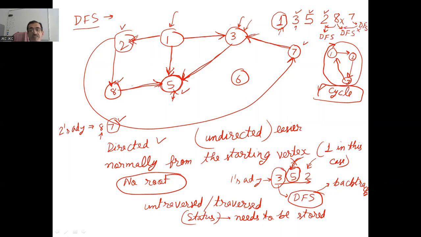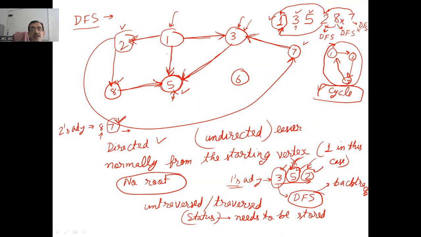8 already had nothing. I reached 7 not via 8 but via 2, so I will resume to 2. 2 had 8 and 7, both over, with nothing else remaining. From 2, I backtrack. I reached 2 from 1, so I resume back from 2 to 1. From 1, I see if there are any more untraversed adjacents. 1's adjacents were 3, 5, and 2, already covered. Nothing left.